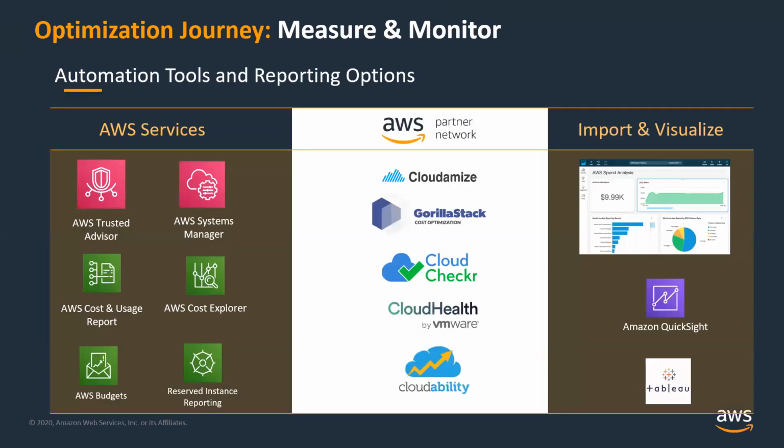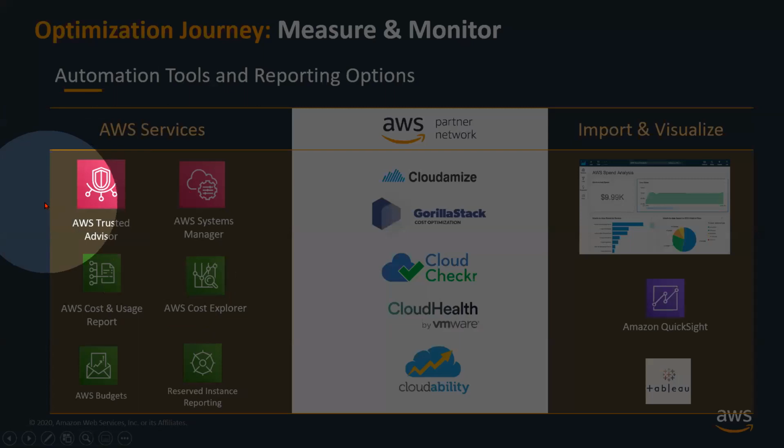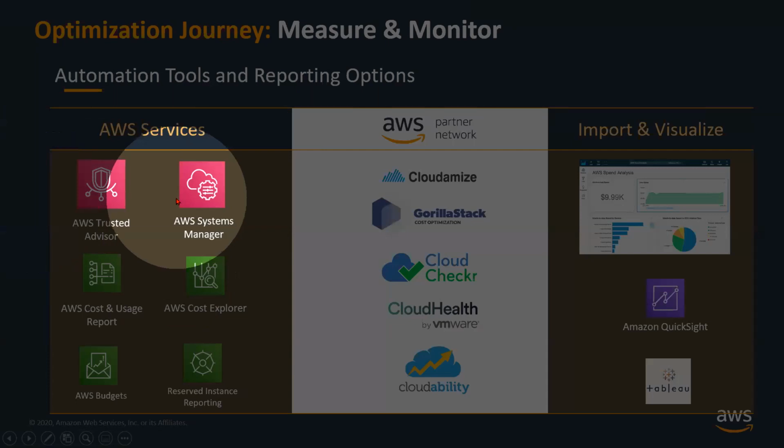And at AWS, we offer tools like Trusted Advisor, which can help you with recommendations on a regular basis to optimize your resources. We offer Systems Manager. Basically, it gives you visibility and control of your resources by grouping them and allowing you to take actions on those groups with a few clicks.